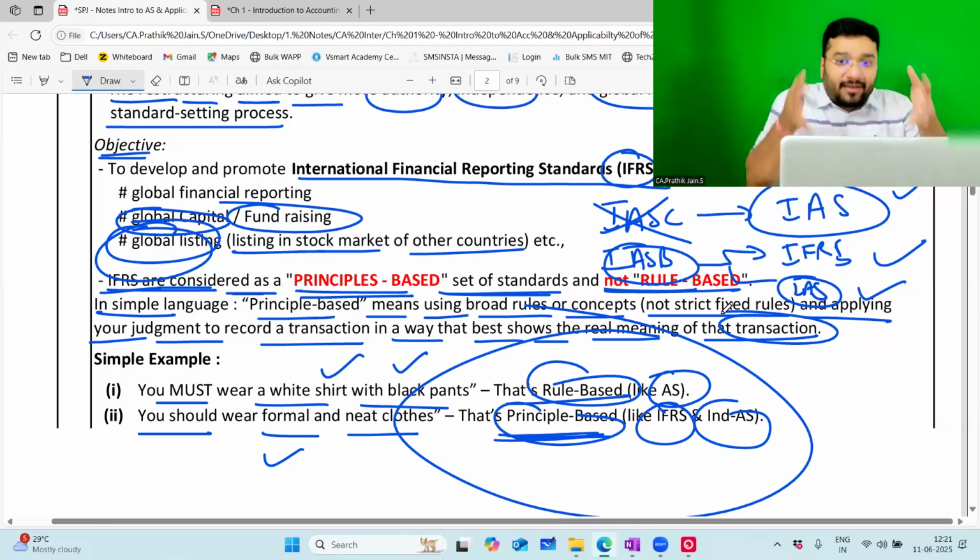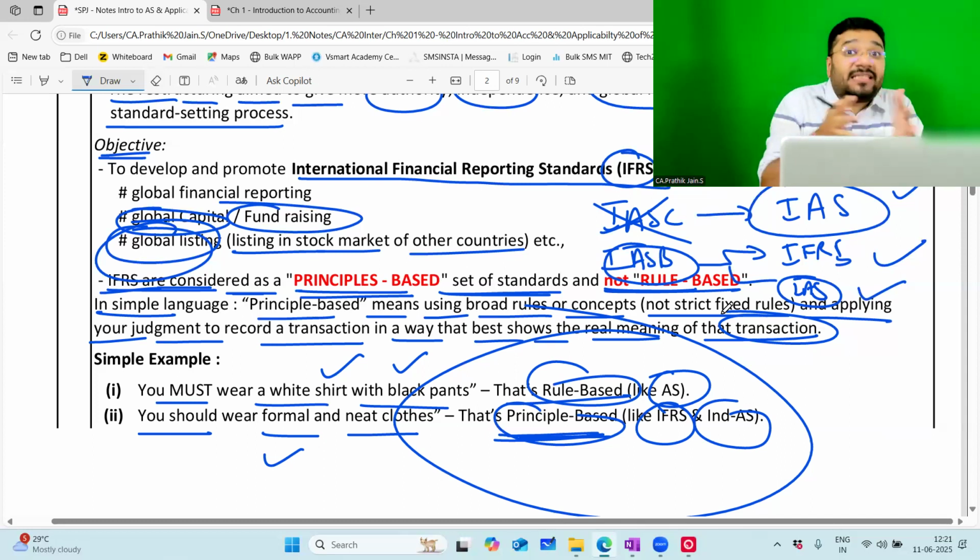For this to happen, whatever it takes, you do it. That flexibility is given by principle-based accounting standards, whereas rule-based doesn't give that much. In rule-based, they're telling you that you don't sit and apply your mind. I'll tell you what to do, you just follow. That is rule-based.